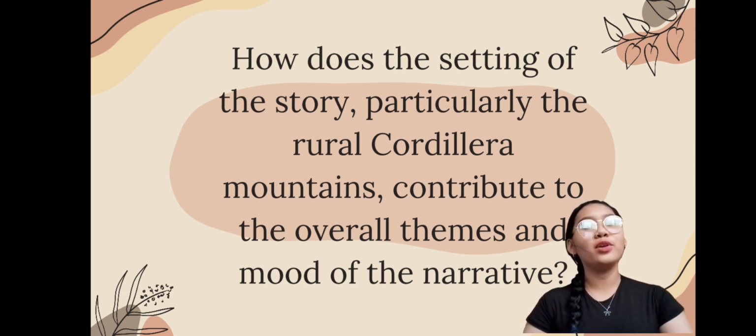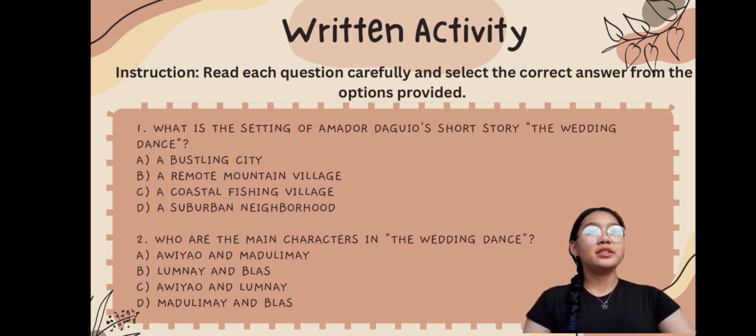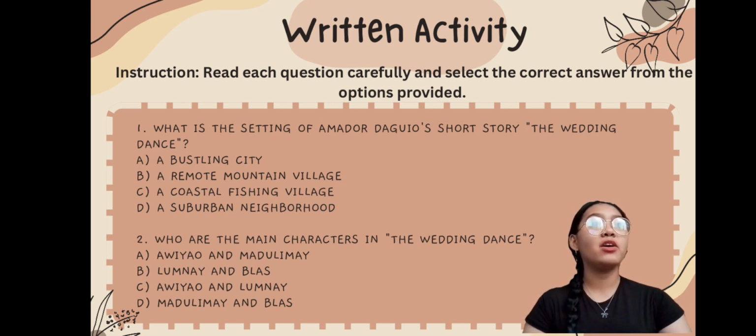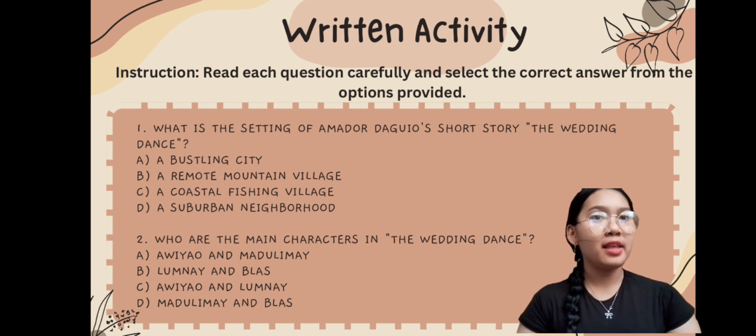Alright, yes, that's correct. Now let's continue to the written activity. So this is a 1 to 5 activity. The instruction here is to read each question carefully and select the correct answer from the options provided. Okay, number 1. What is the setting of Amador Daguio's short story The Wedding Dance?